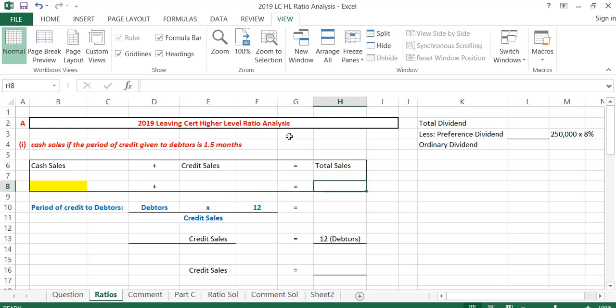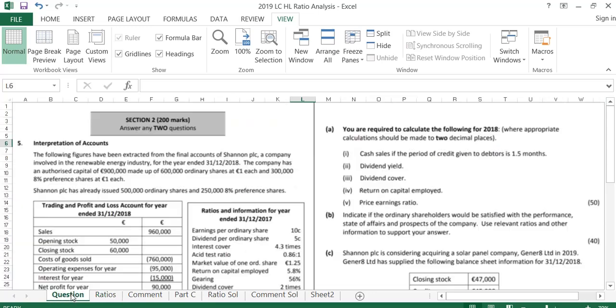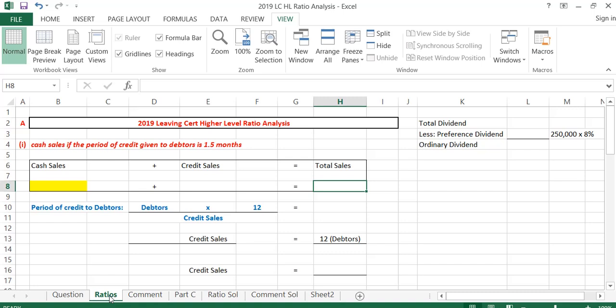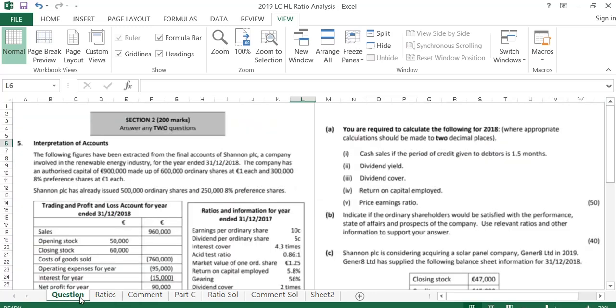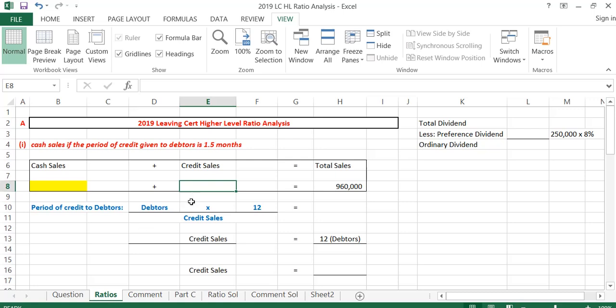Now we are given total sales in the question. If I go back to the question, I can see the total sales are 960,000. So I can put in 960,000 for total sales. Credit sales I can work out from the information I'm given because it tells us that the period of credit given to debtors is 1.5 months. So I can work out credit sales and then the difference will be cash sales.